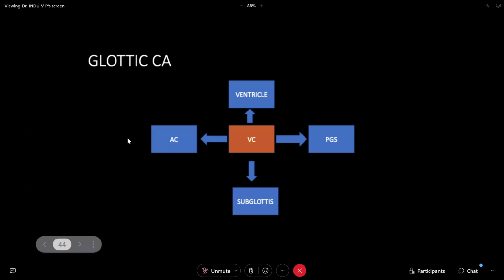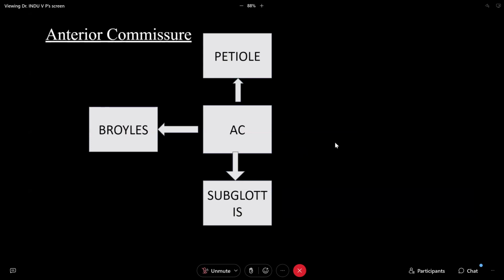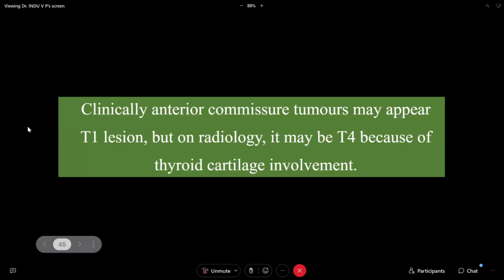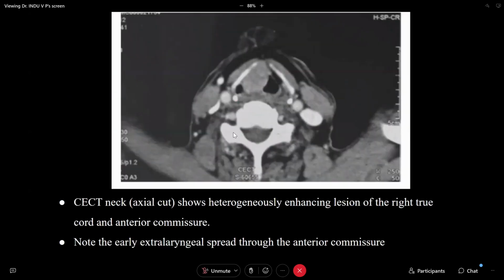Through the anterior commissure, it can go into the thyroid cartilage, and it can very well go into the paraglottic space. If it is involving the anterior commissure, it can superiorly go into the petiole, inferiorly into the subglottis, and anteriorly through the petiole's tendon, it can involve the thyroid cartilage and reach the extralaryngeal spread. So those clinically anterior commissure lesions may be clinically and endoscopically a T1 lesion, but on radiology that may sometimes be T3 or T4 according to thyroid cartilage involvement.